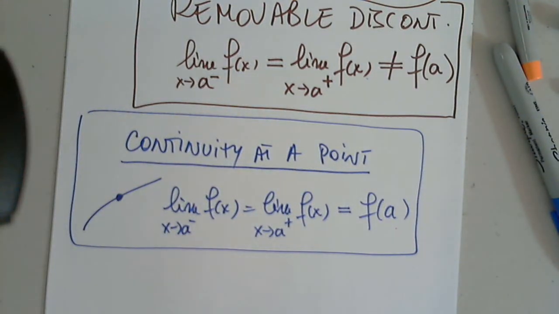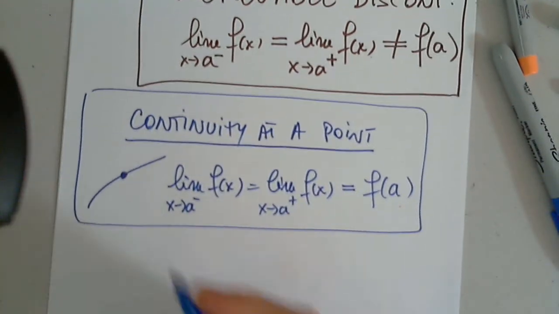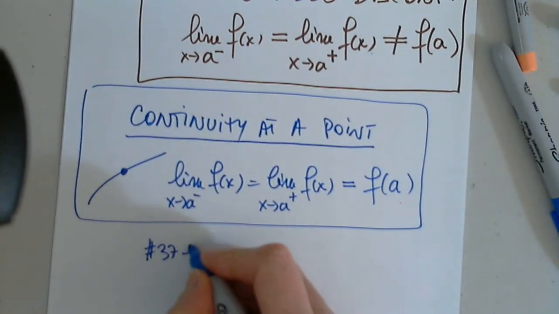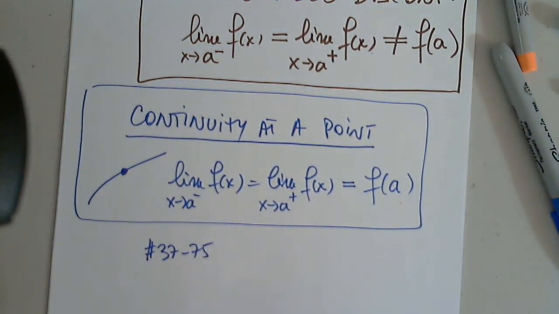Perfect. Okay. So let's finish up with anything you'd like to look at, including graphs if you want, from 37 through 75. That's all I had to say about 1.2.